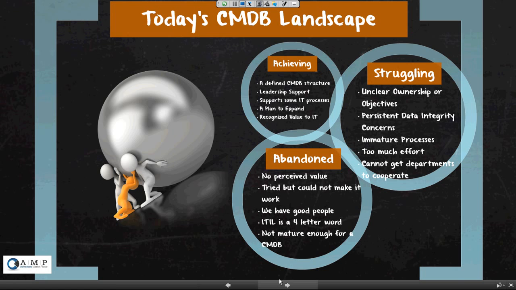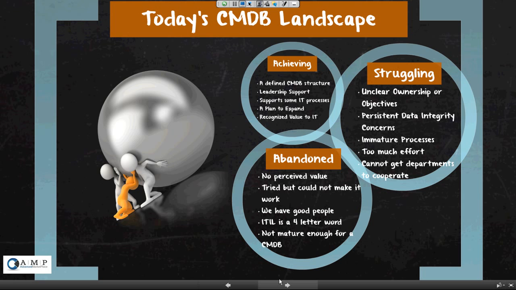So often we will talk to clients who say, yeah, we have a CMDB and we're doing really well with it, but when we dig a little deeper and ask them, well, what is the value that it's delivering to the organization? How is it helping the organization? They struggle to articulate that, and that's usually a red flag for us that maybe they're achieving some things, but they aren't getting to the end goal of the CMDB.